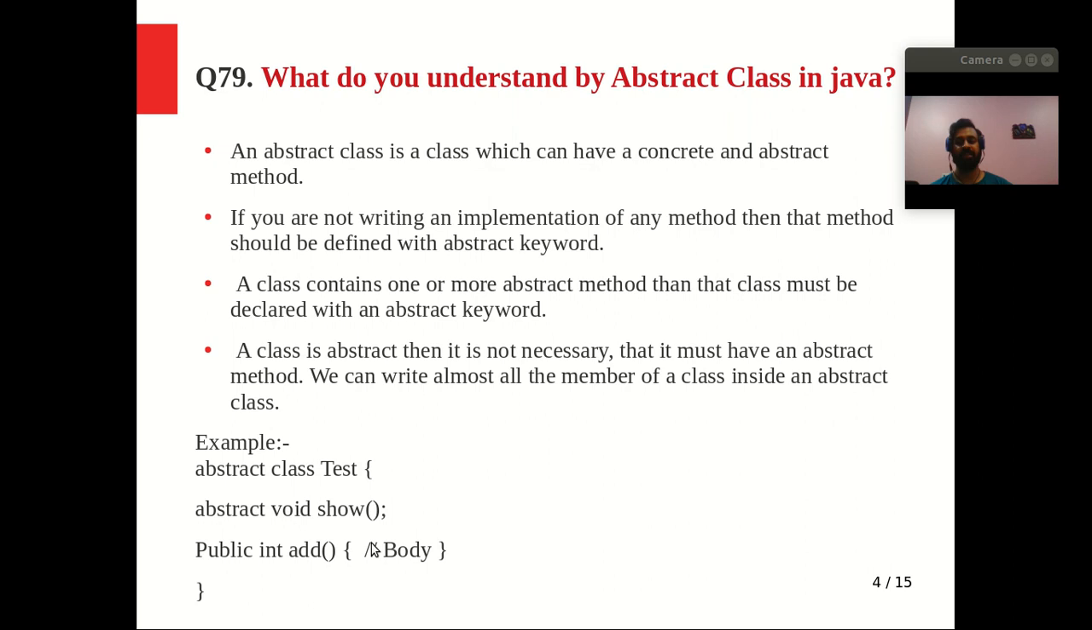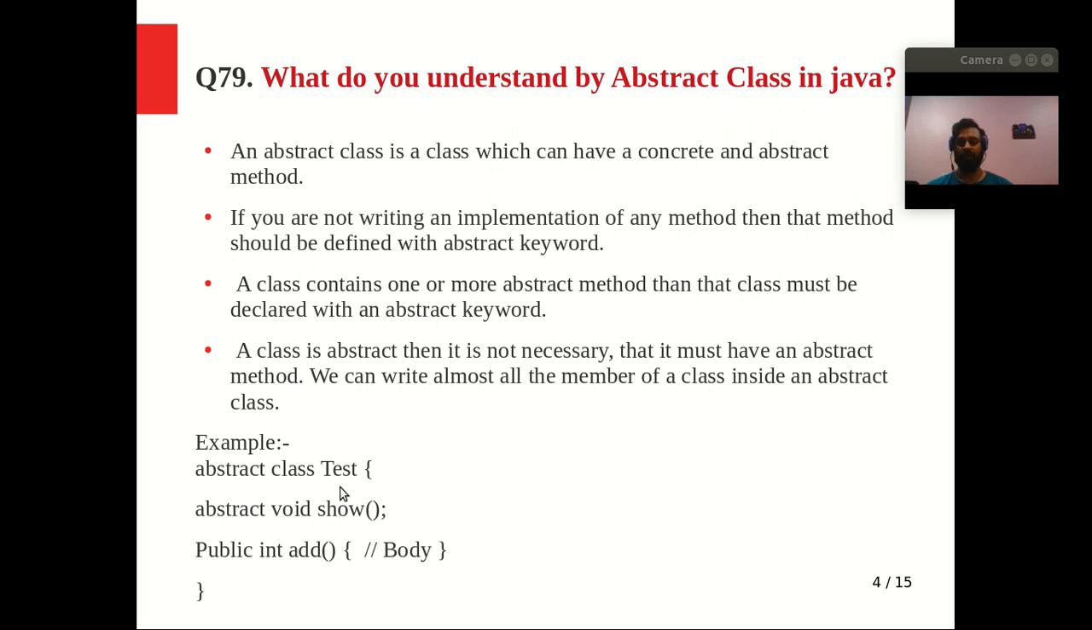And inside this, you can see this is a concrete method with the name add, and the return type is integer, and inside this some body is also there. So in the Test class, which is an abstract class, it has an abstract method with the name show, and it has a concrete method also with the name add, right? So this is the example of an abstract class. In this way only you have to tell the interviewer.